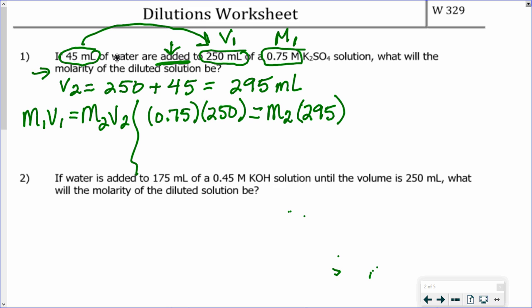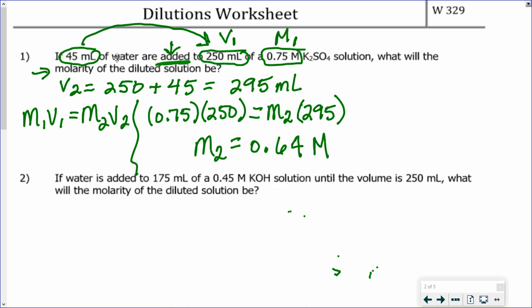So I'm just going to do my algebra. Divide both sides by 295. So my M2, and I'm going to get my calculator. Everybody else should have theirs. So 0.75 times 250 divided by 295. And I got 0.6355932, and so on. I should only have two significant figures, so it should be 0.64 big M, which is molarity.